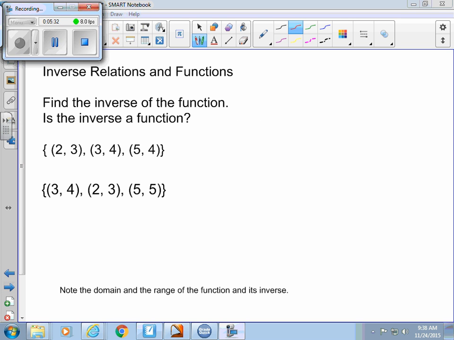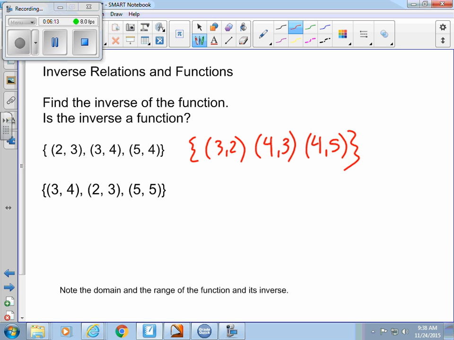Okay, so find the inverse of the function. We're going to look at inverses with points, inverses on graphs, and inverses with functions. With points, it's really easy to find an inverse. What do you do? On the last slide, what did it say to find an inverse? Switch the x's and y's. So the inverse is (3,2), (4,3), and (4,5).